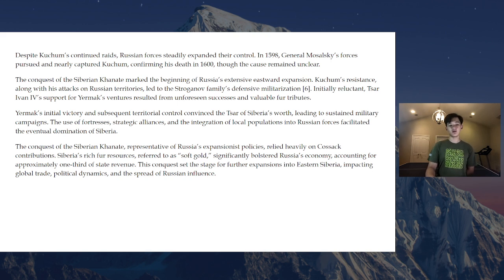Kuchum's resistance, along with his attacks on Russian territory, led to the Stroganov family's defensive militarization, and later this led to valuable fur tributes that helped the economic growth of Russia. As a result, this conquest made the Tsar see how important it was to expand and to gain more rich fur resources in Siberia. And the fur trade actually accounted for approximately 1/3 of the state revenue, and as a result, they expanded further into eastern Siberia.